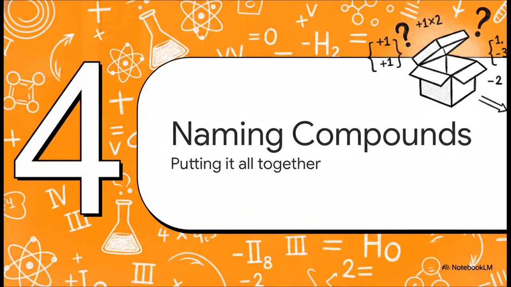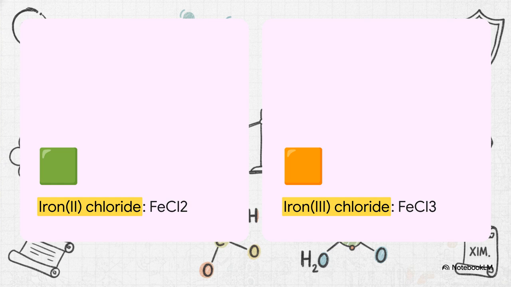Finally, Section 4. Naming compounds correctly. So, the crucial point is back to our original mystery. Why iron 2 versus iron 3? In FeCl2, we've got 2 -1 chlorines for a total of -2. To be neutral, iron has to balance that out with a +2. So we name it iron 2 chloride. In FeCl3, 3 chlorines give us -3. Iron balances it with a +3. Iron 3 chloride. The Roman numeral is literally just the oxidation number of the metal.